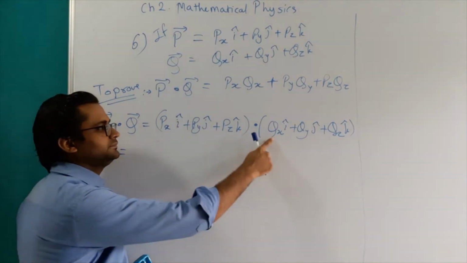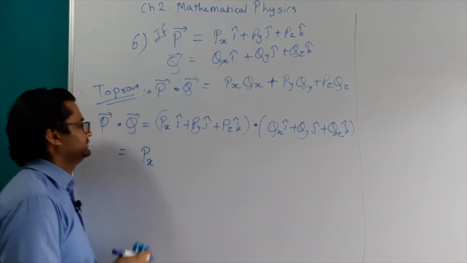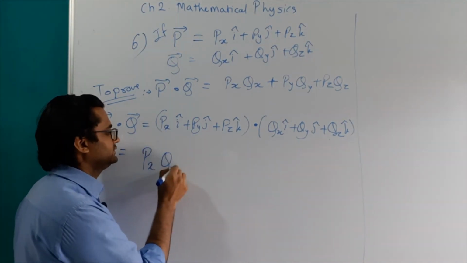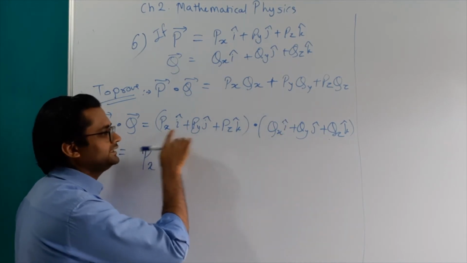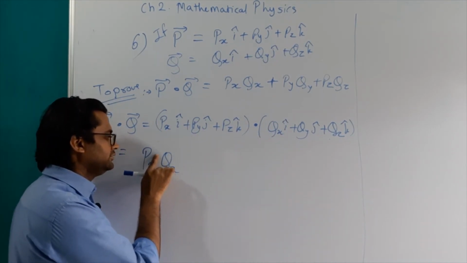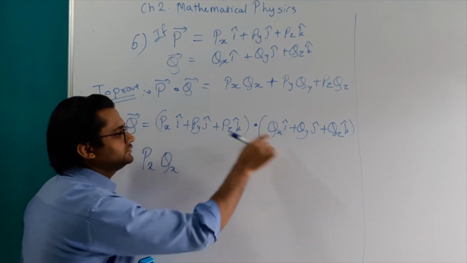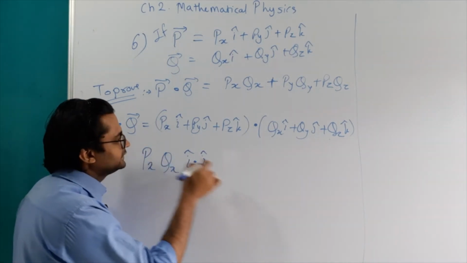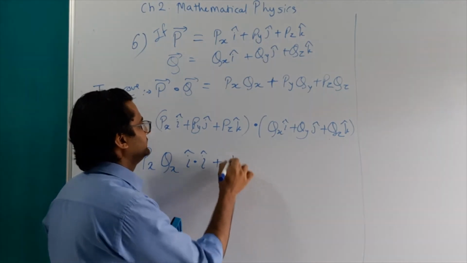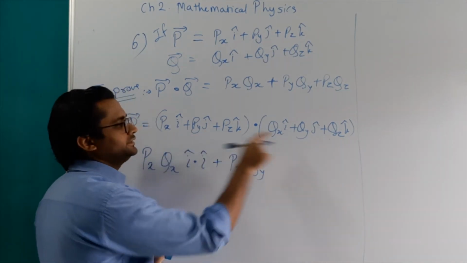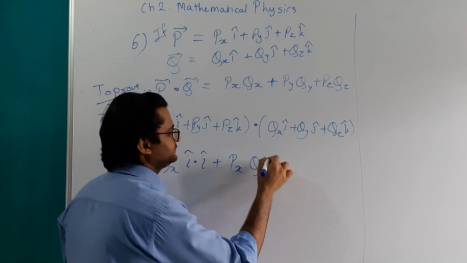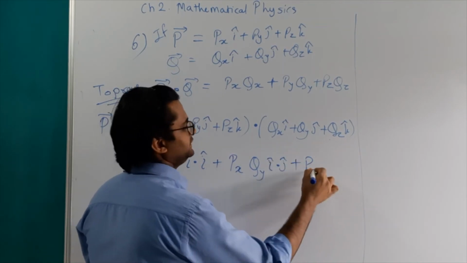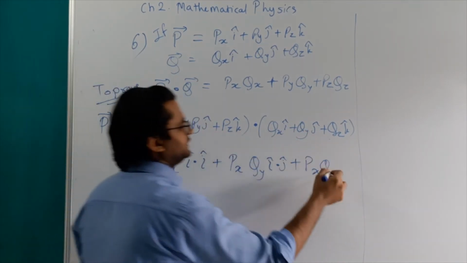We will multiply this first term by the first term. So it will be px into qx, i dot i. Remember that px and qx are numbers, so no need to write a dot here, but i and i are vectors, so we will write i dot i. Remember this step. Okay, now in the same way, first term into second term, px qy, i dot j. In the same way, first into third, first is px, third is qz, i dot k.